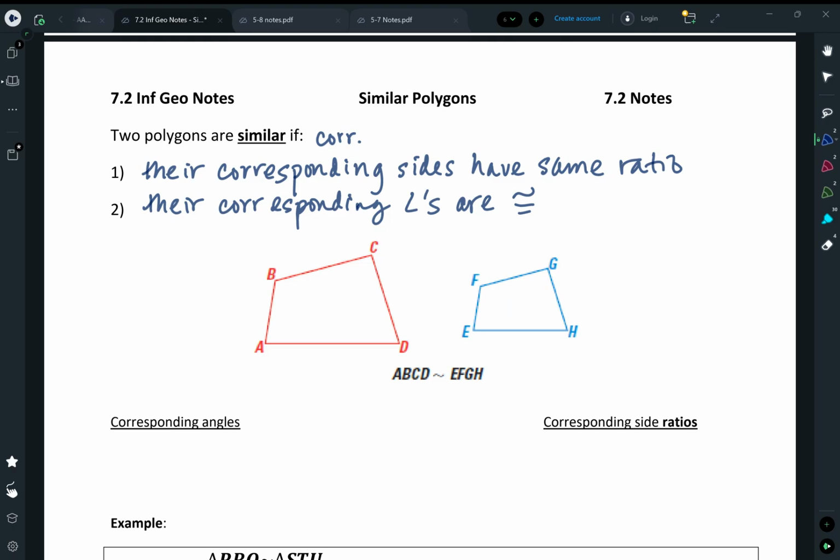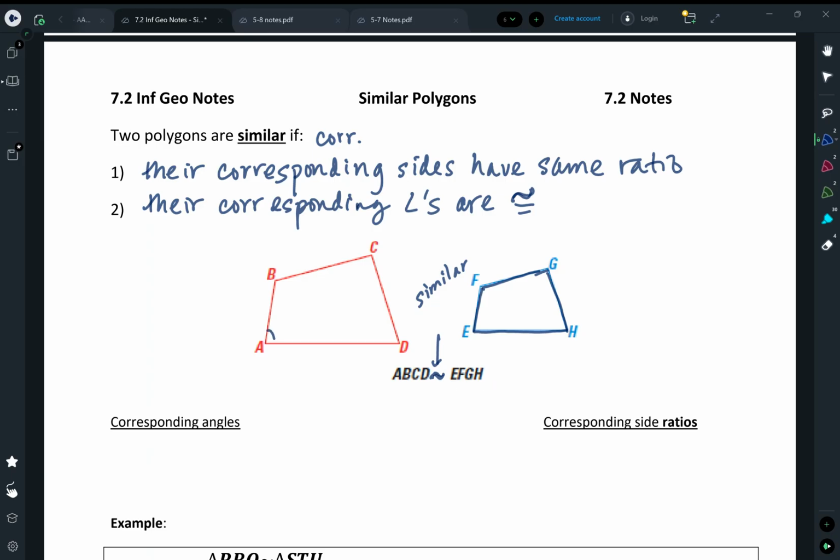So really, to me, I always think about similar as being like a copy machine, right? In this case, we look at that smaller quadrilateral EFGH, and it's almost like we resized it on a copy machine and made it larger. The symbol for similar looks like the wavy line that we would use for the top of the congruent symbol, but there's no equal sign with it. That means similar. So this is saying ABCD, that shape, is similar to the shape EFGH.